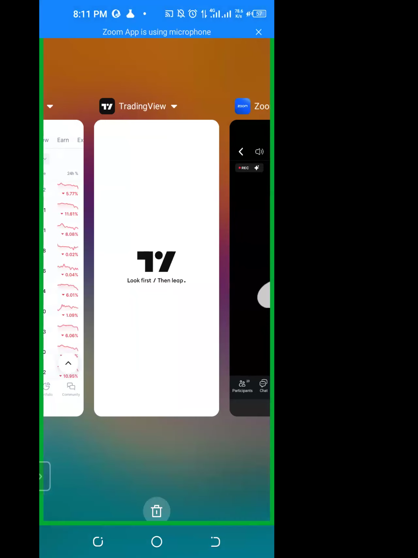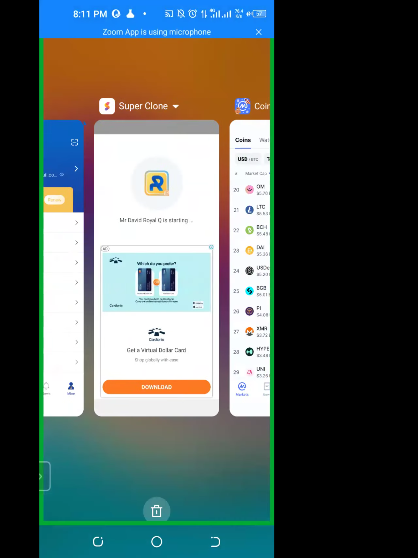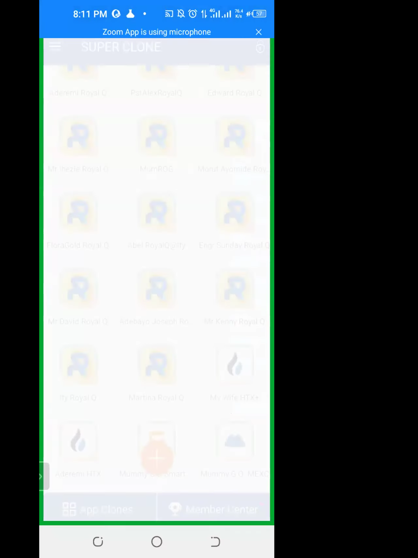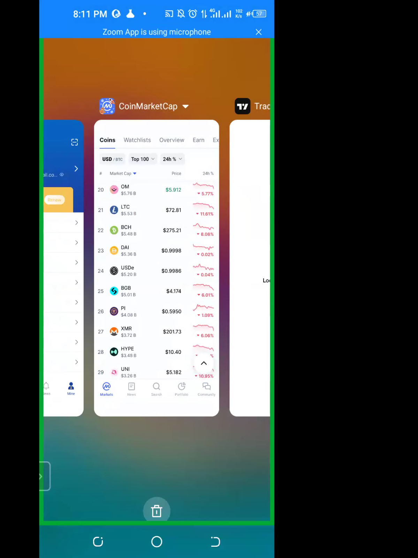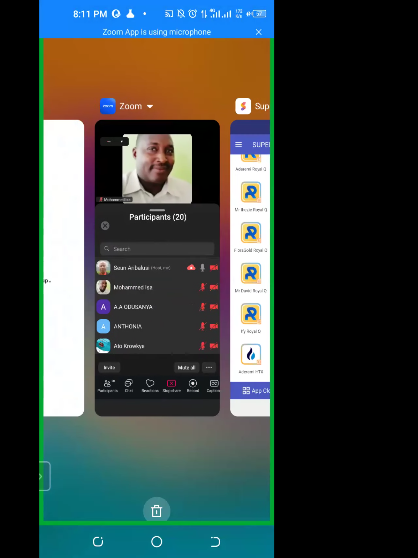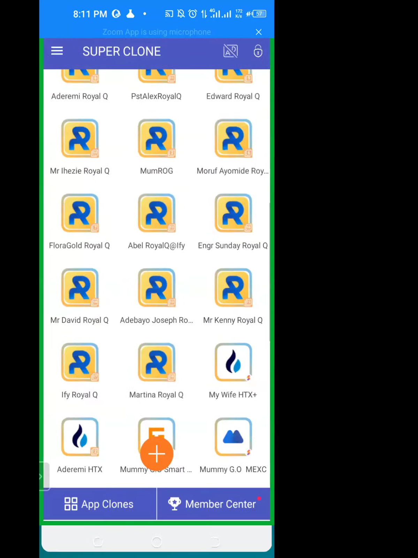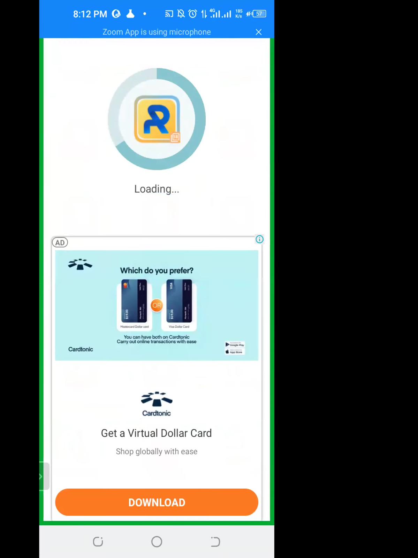So after you have done that, then let's say you want to use ARB. ARB is one of the top coins. So I will go and check the ARB.